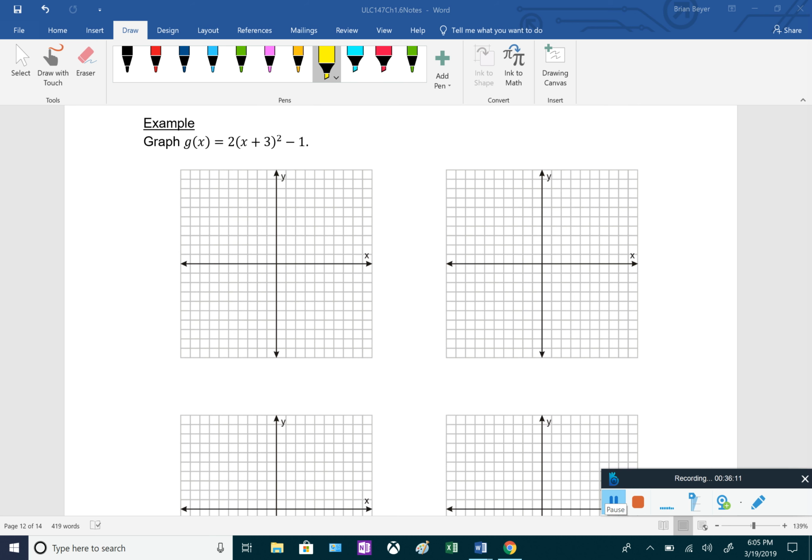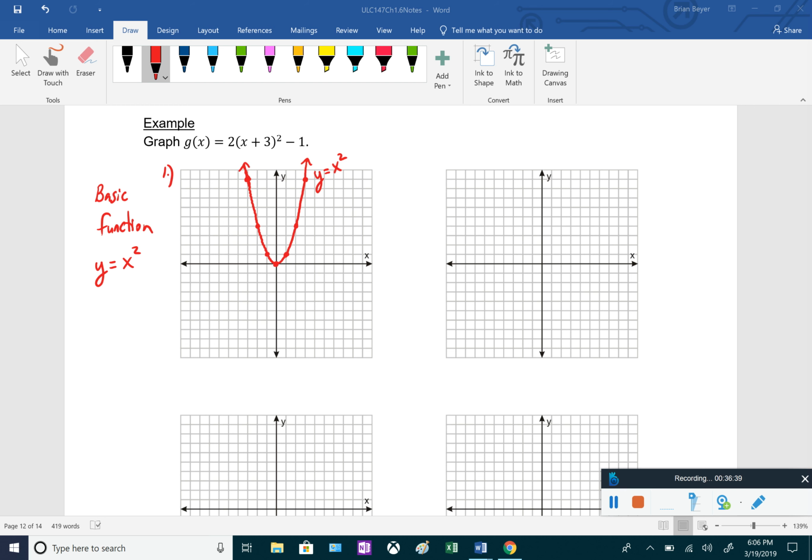g of x is 2 times (x plus 3) squared minus 1. So let's identify the basic function first. We see that there is a squared right up here. So we know the basic function is going to be y equals x squared. So this is going to be the first graph. I'm going to graph that using the same points I always do.